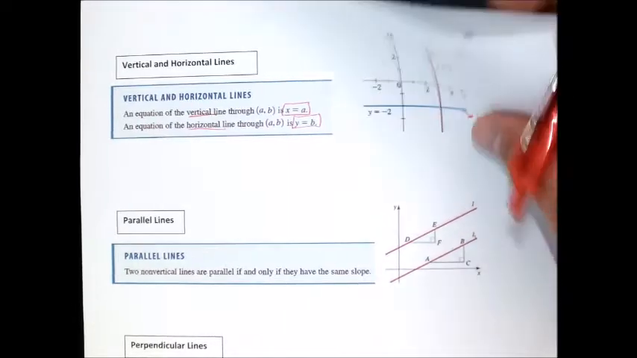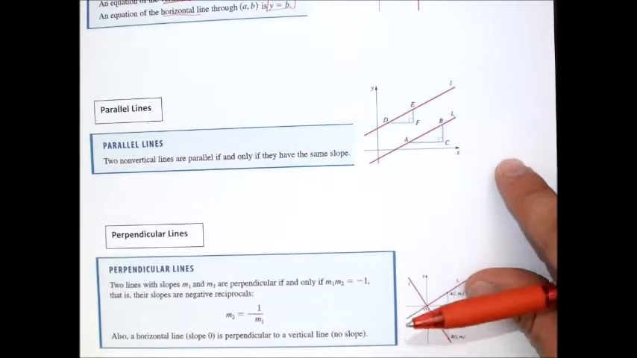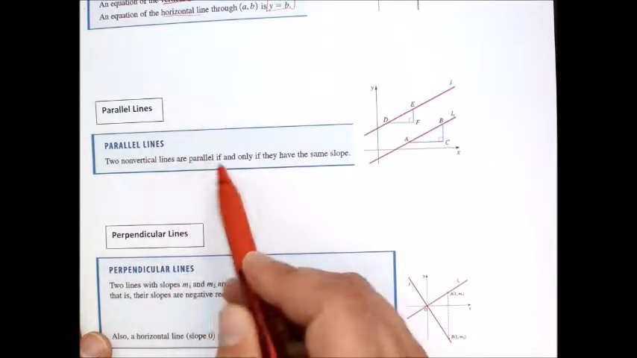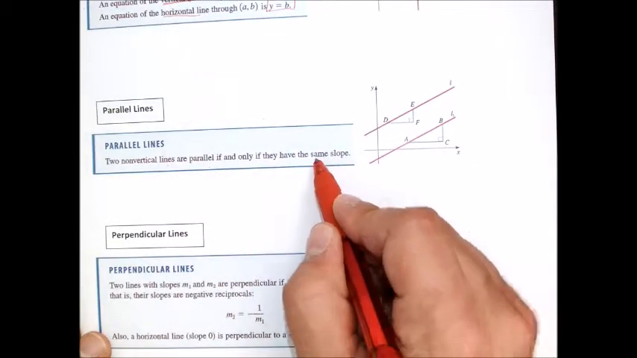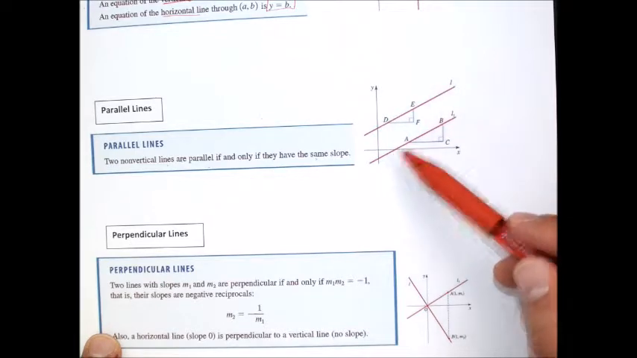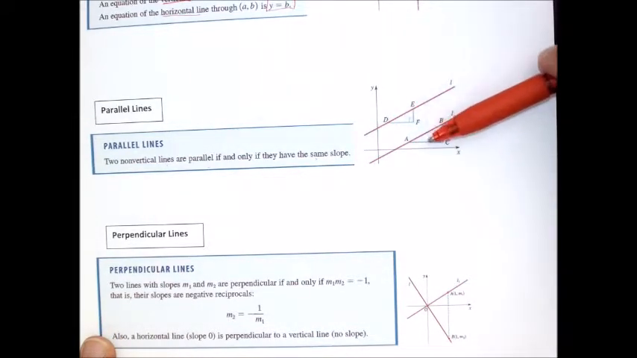If we have parallel lines, the next two things here are parallel versus perpendicular. And so this first thing says, if we have two non-vertical lines that are parallel, that means that they have the same slope. Right? So this is a pictorial representation, and you can see that they're parallel because they are perfectly aligned next to each other and they're never going to cross.